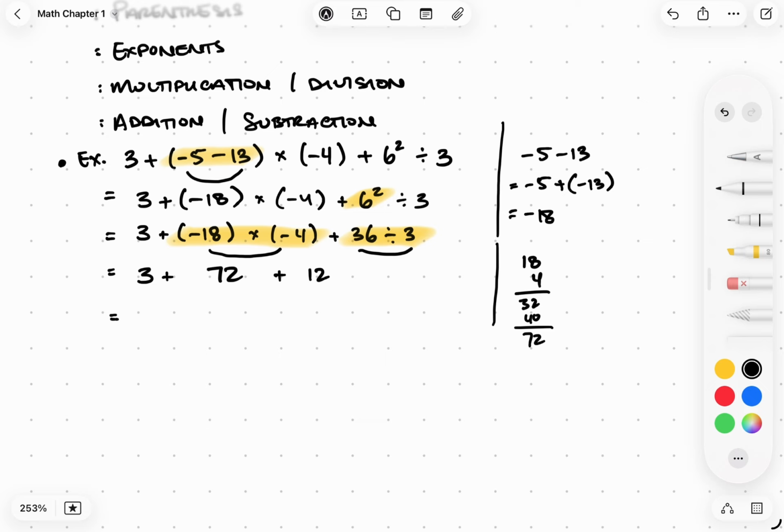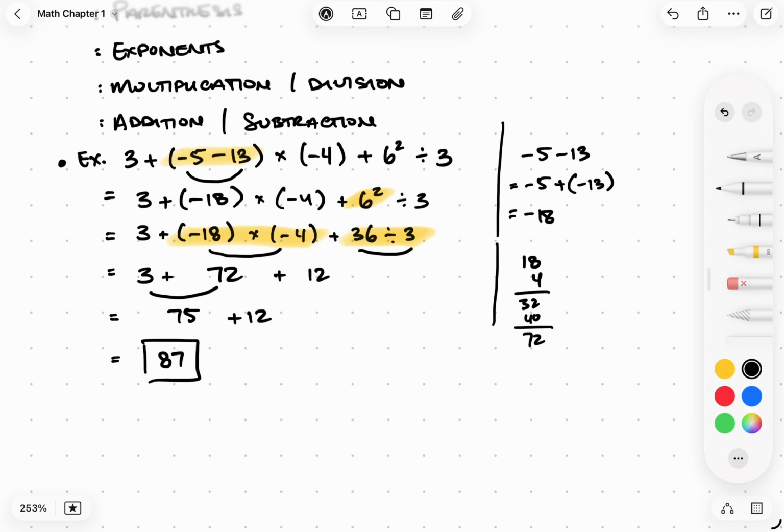And lastly, I'm just going to add all these numbers together. So 3 plus 72. At this stage, if you want to just do the whole calculation at once, you can. If you want to play it safe though, because there's 2 steps, I'll just do this one first. So I get 75 plus 12, and then I get 87. And that is my final answer.